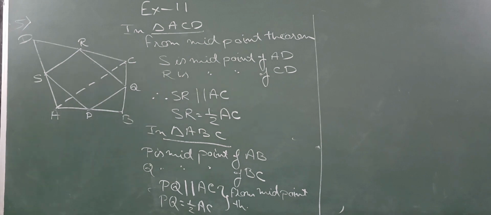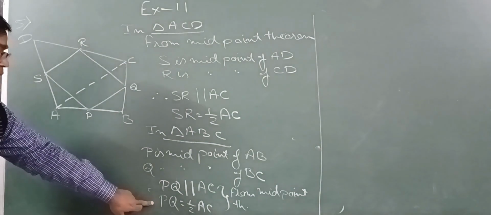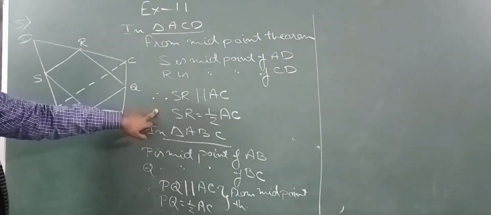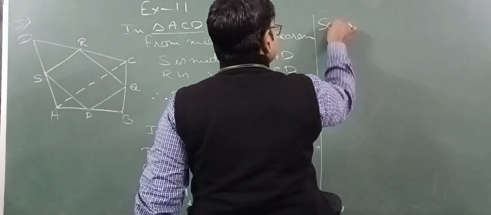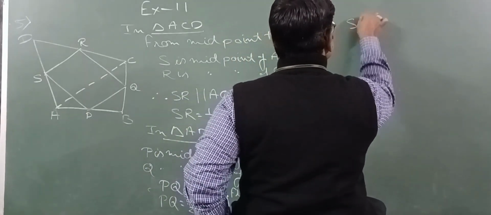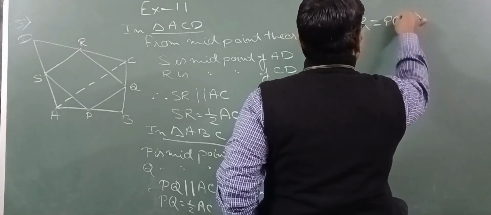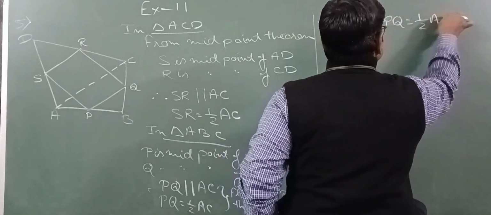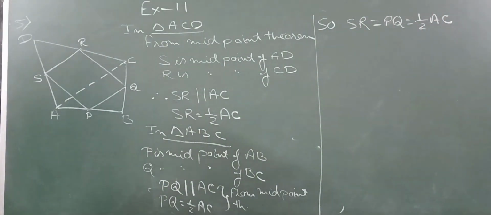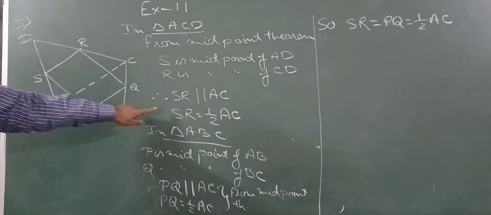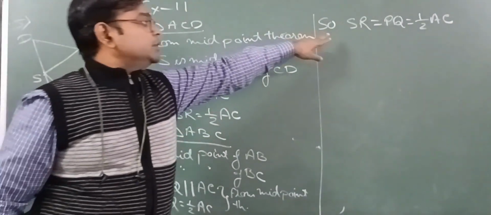Now come to this side. Since PQ equals half of AC and SR equals half of AC, so we can write down SR equals PQ equals half of AC. This one is clear to you? Now the first part is complete. First part is this one, second part is this one.